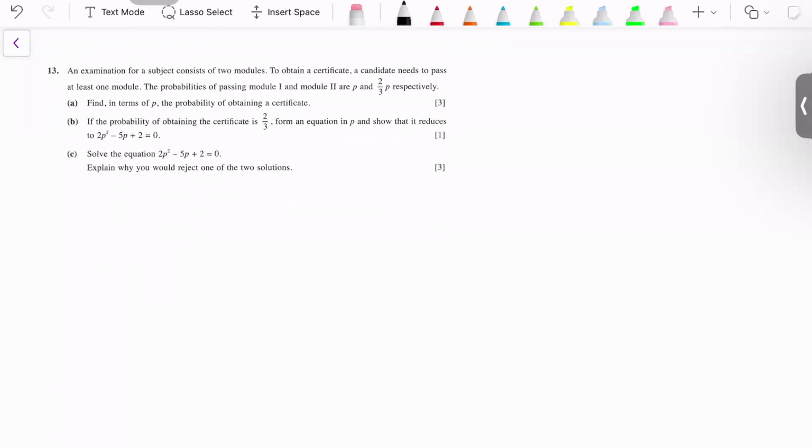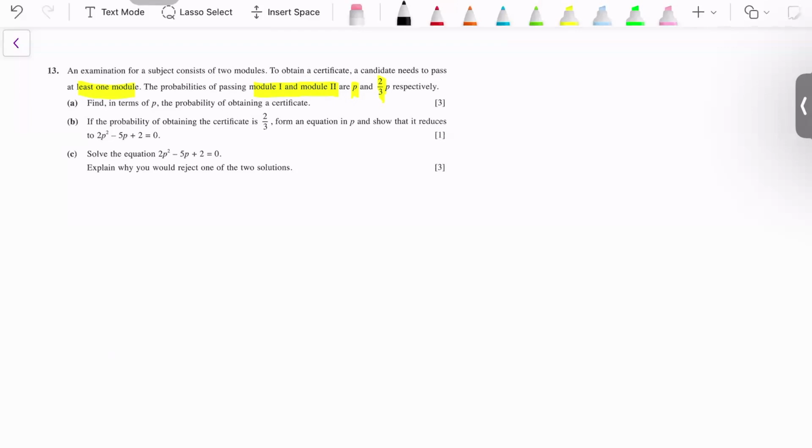Following that, part C. It says an examination for a subject contains 2 modules. To obtain a certificate, a candidate needs to pass at least 1 module. The probabilities of passing module 1 and module 2 are p and 2/3 p respectively. Find, in terms of p, the probability of obtaining a certificate.